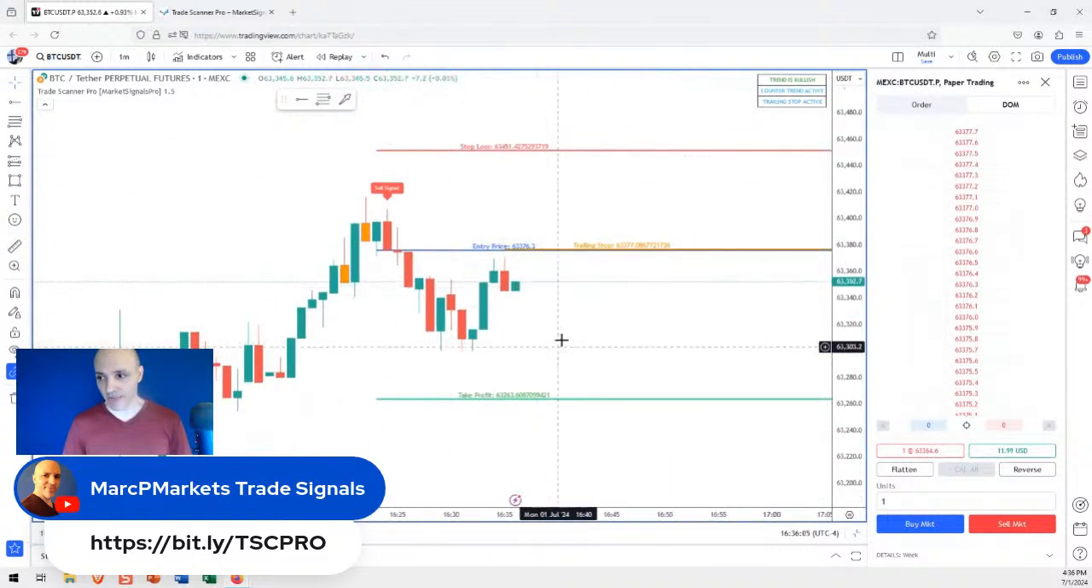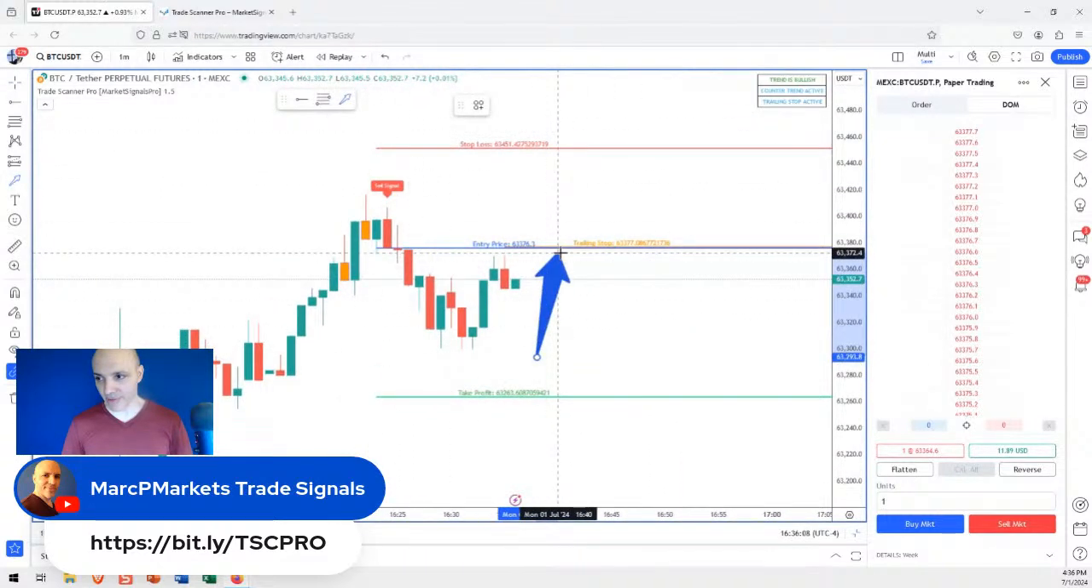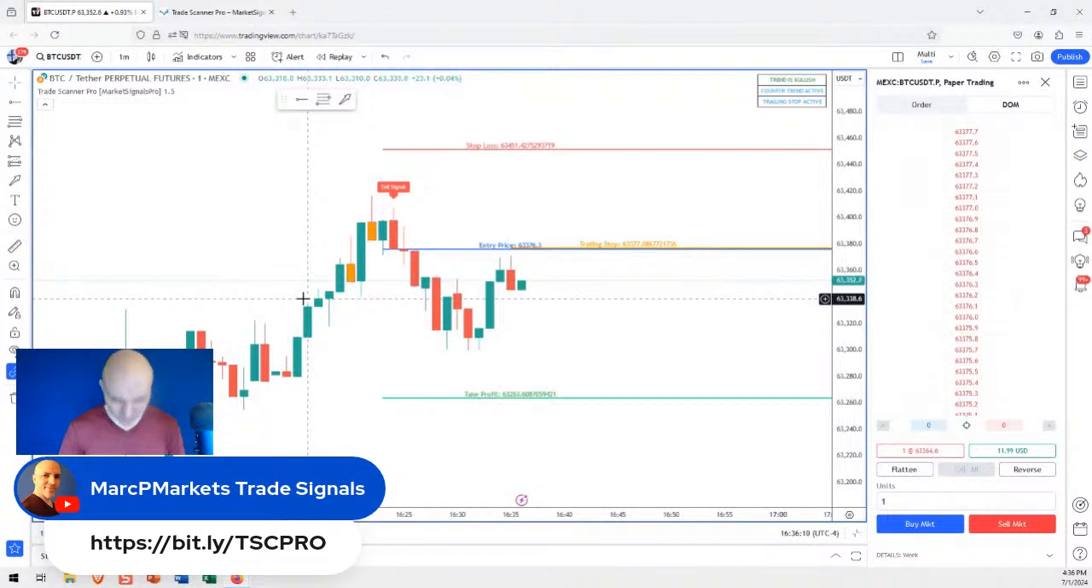Look, my risk is now break even. I'm at break even. So this trade is risk-free. Let's see what happens.